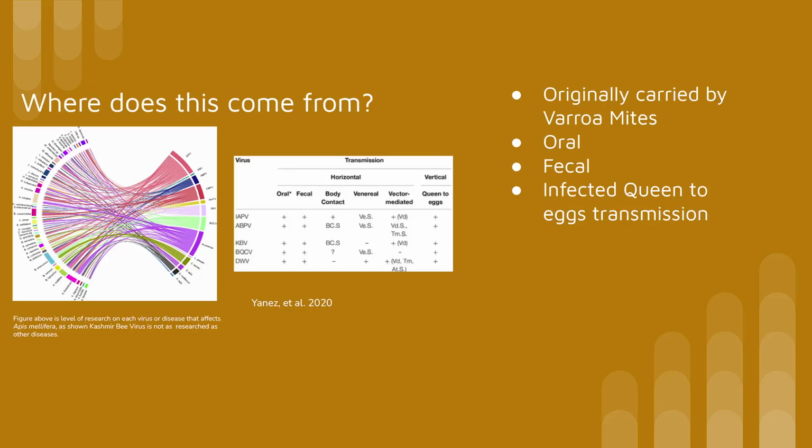So where does this disease come from? This disease is originally carried by varroa mites, and these mites are basically parasites that attach to bees and feed off of parts of their bodies in order to get blood and nutrients out of the bee itself. So it's just a parasitical organism that is going to be feeding on the honeybee itself.